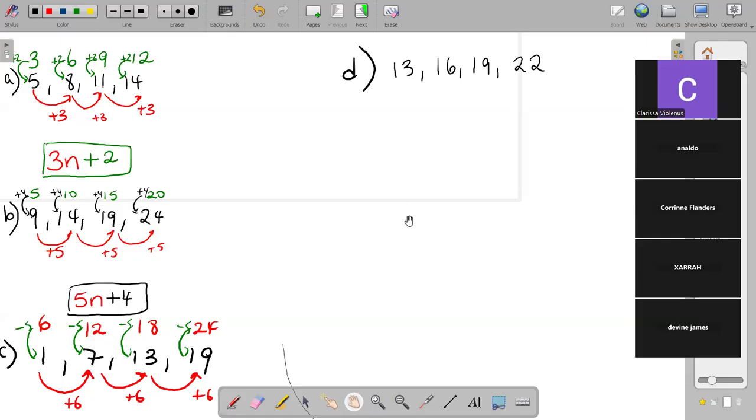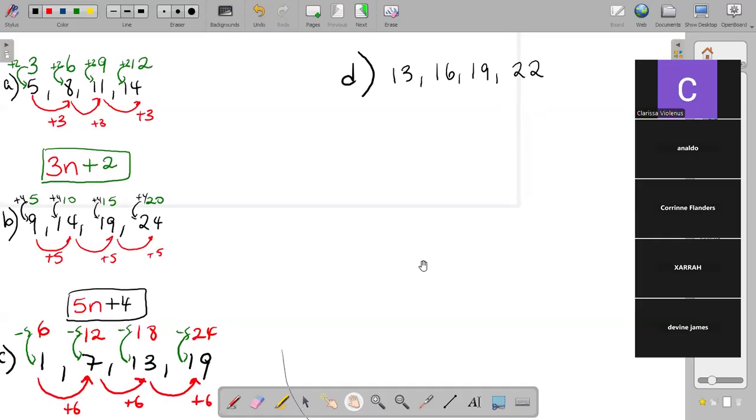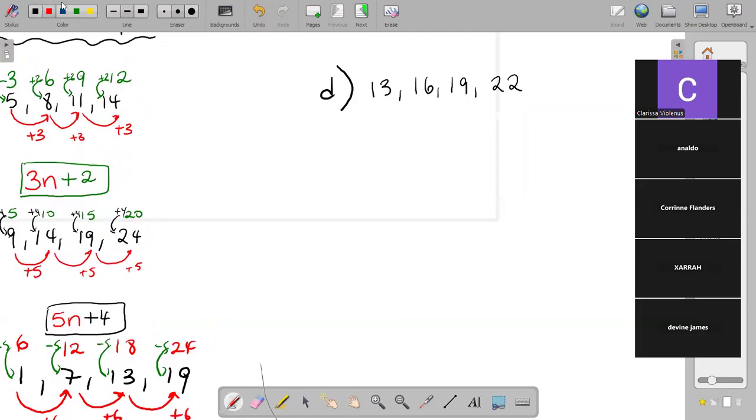Anybody else got that? Talk to me. Tell me where you're getting. Excellent job, everyone. So let's go. To go from 13 to 6, plus 3. If you're still working, don't give up. Plus 3, plus 3. So that means our formula starts with 3n.